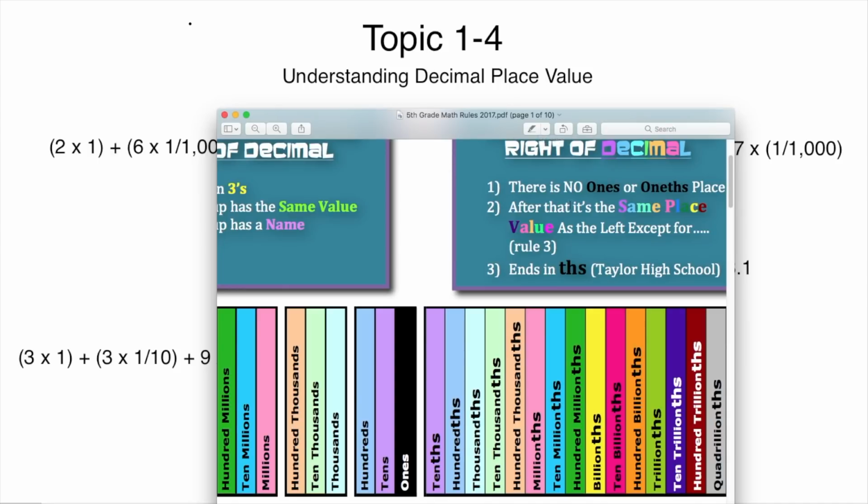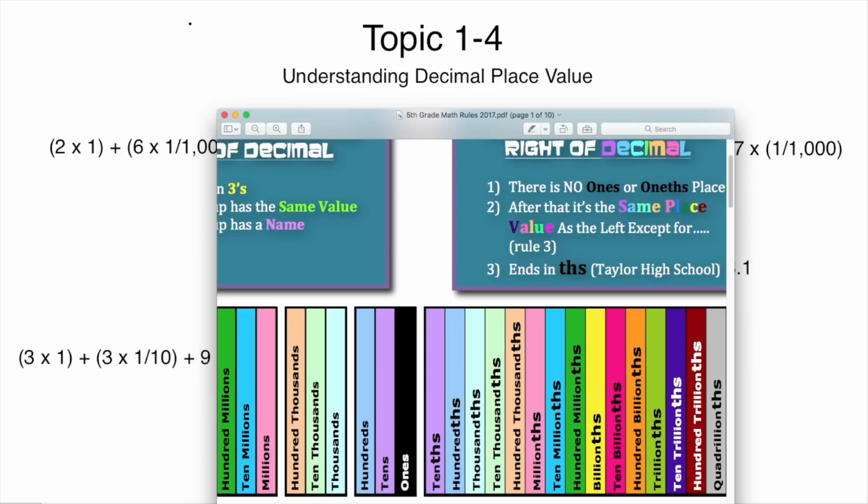Now, don't forget, the 3 characteristics of decimal numbers is that there is no ones place. Notice, this to the left is the only one that has a ones place. To the right of the decimal, no ones. Notice that everything to the right of the decimal ends in Taylor High School, THS.